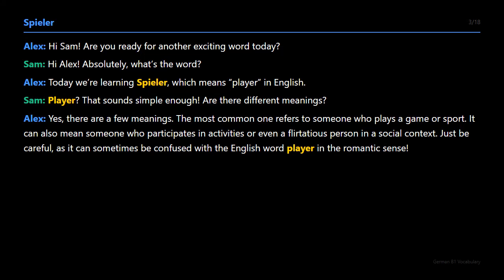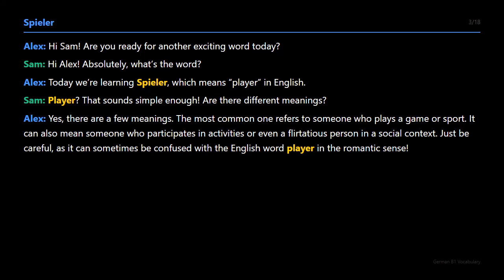That sounds simple enough. Are there different meanings? Yes, there are a few meanings. The most common one refers to someone who plays a game or sport. It can also mean someone who participates in activities or even a flirtatious person in a social context. Just be careful, as it can sometimes be confused with the English word player, in the romantic sense.